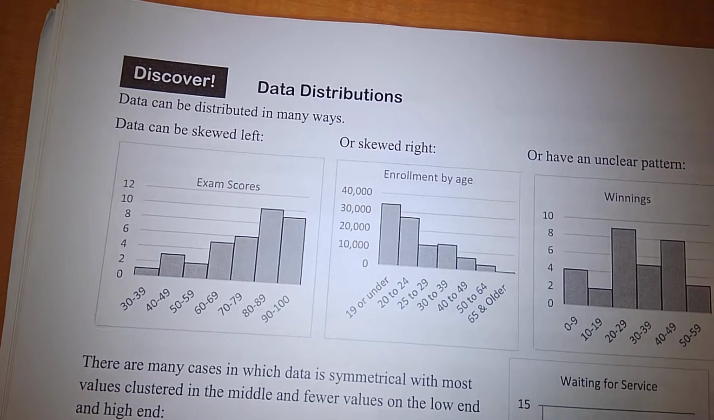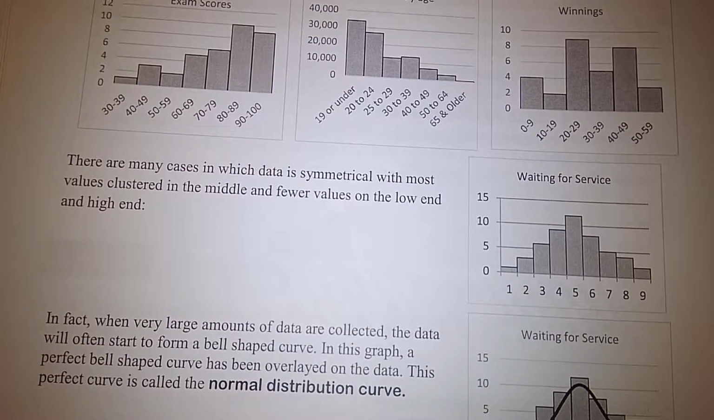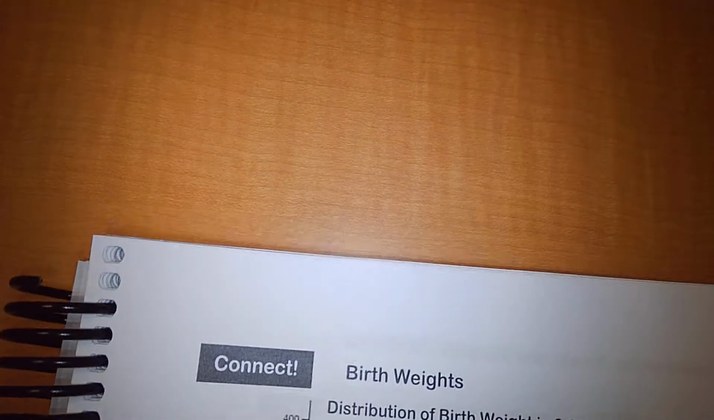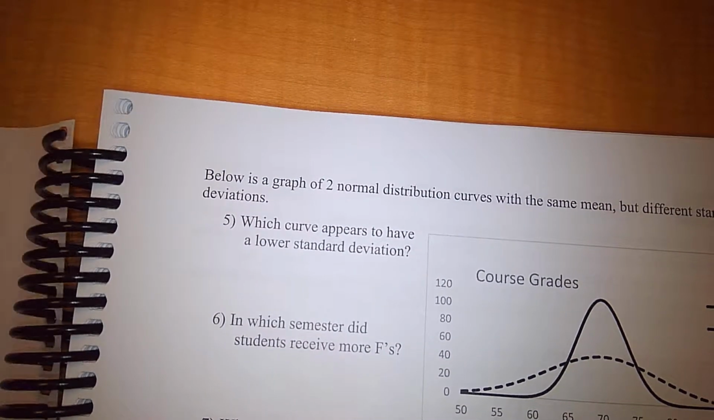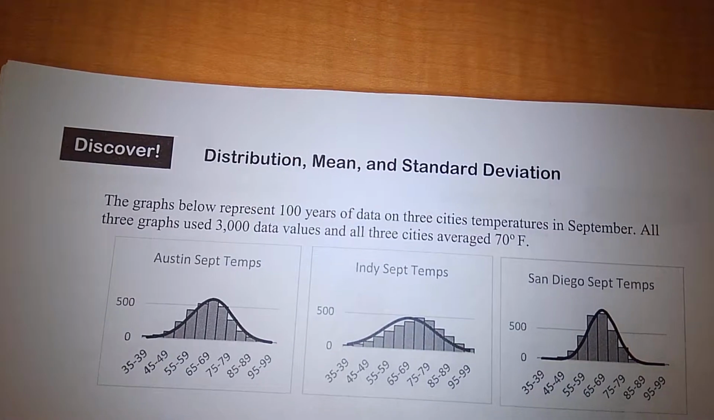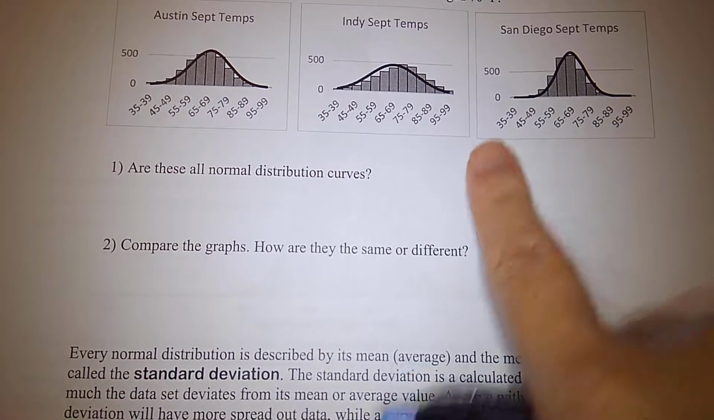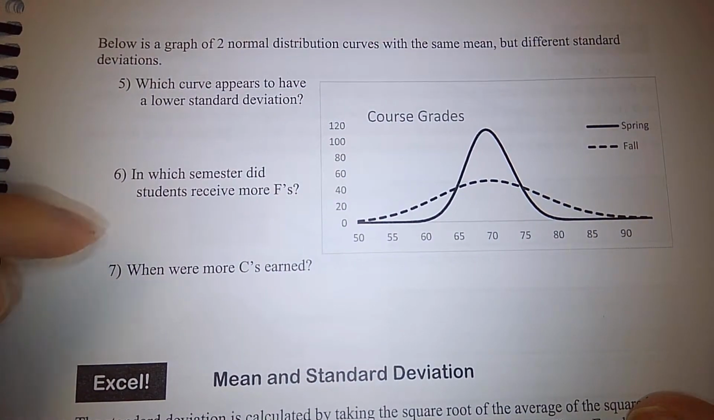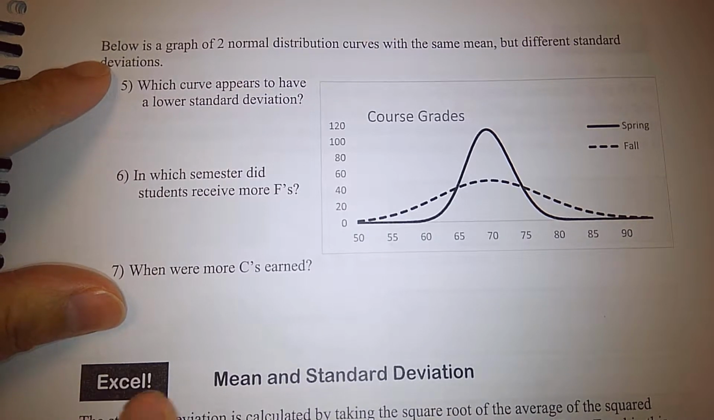Page 188, entire page, talks about the data distribution. What is a normal distribution curve? So entire page. All right, page 190, entire page. What does it mean? Standard deviation. Entire page 190. All right, on page 191, above the Excel part, questions 5, 6, and 7, do all of these. Excel part, self-study.